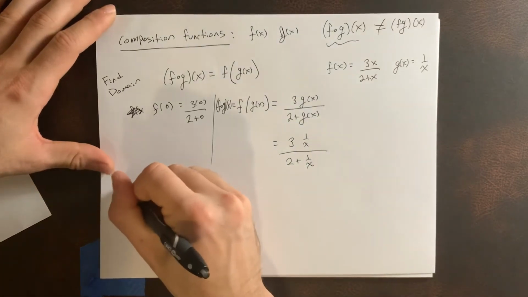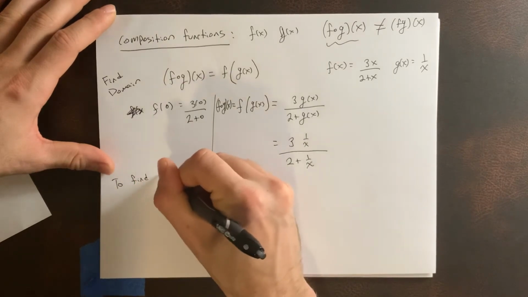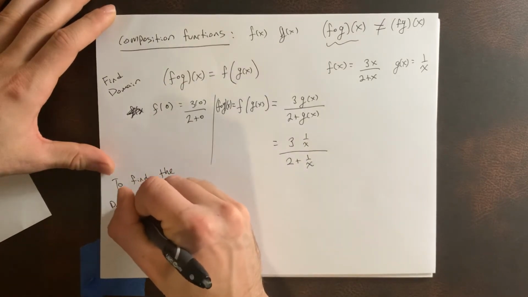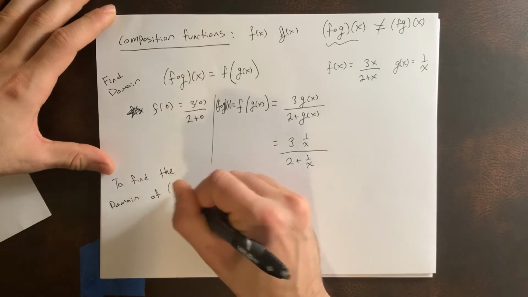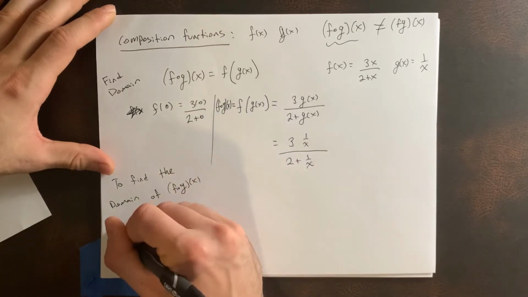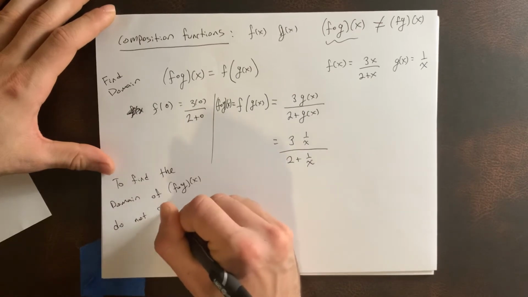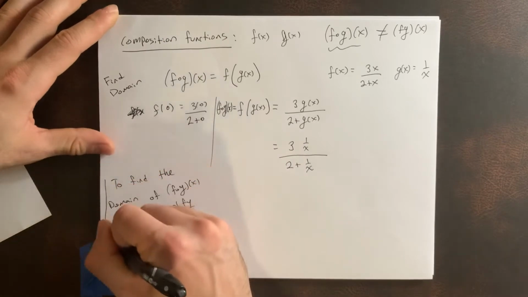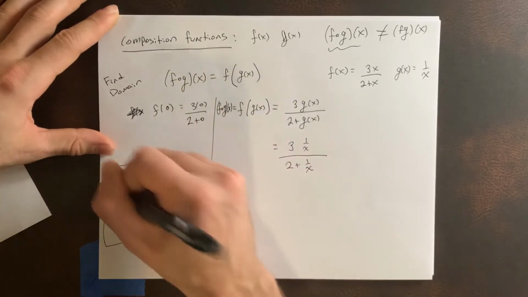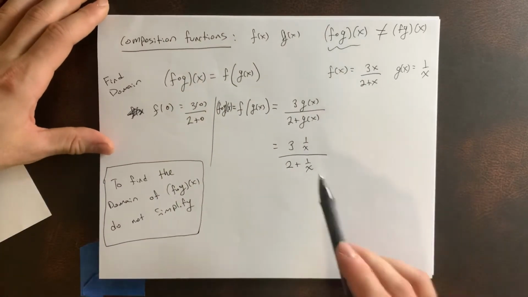So to find the domain of f of g of x, do not simplify. So this is really important. When we're finding the domain of this, we want to find the domain of this version.